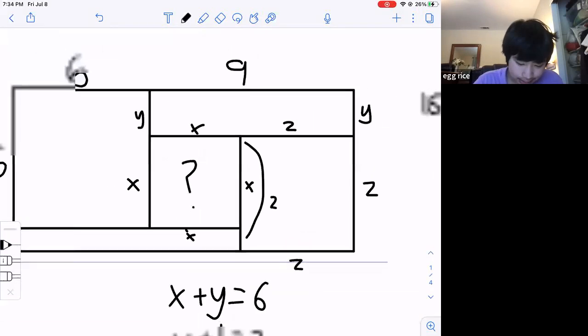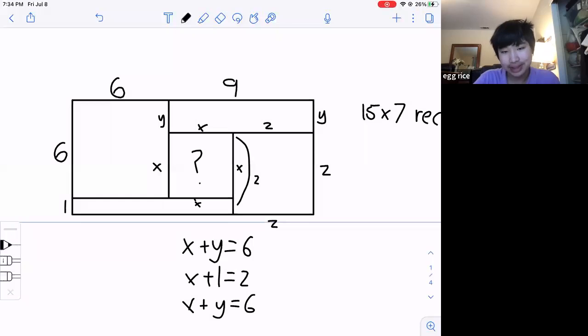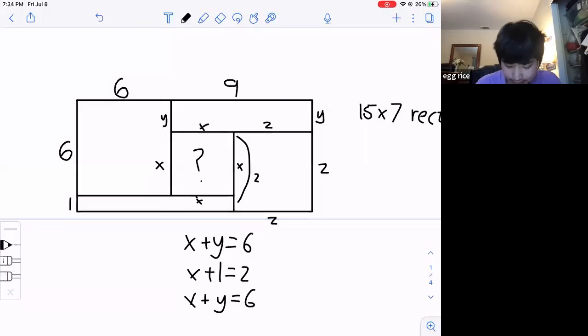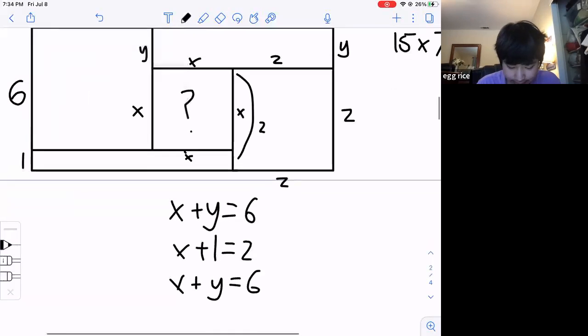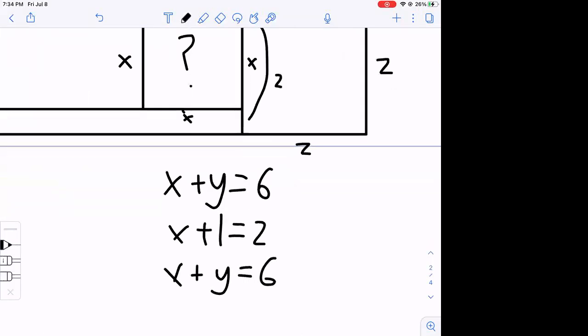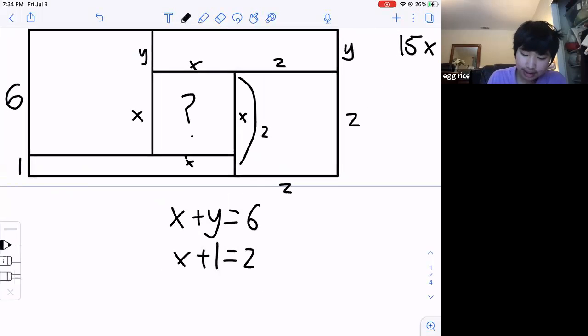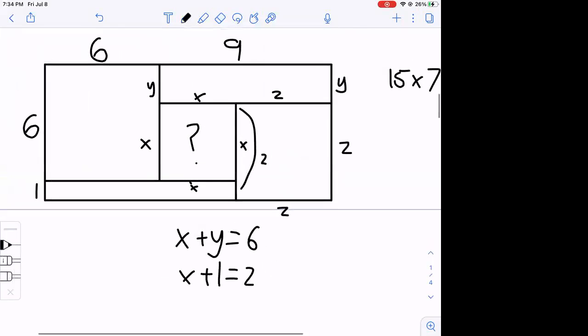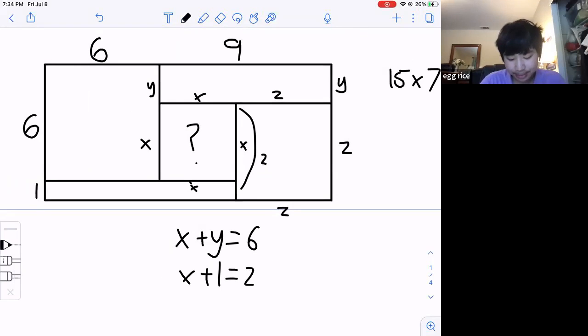But yeah, I'll put up a bunch of resources and all of these steps so that you can look at them later if you want. But now that we have all of these relationships, we can also figure out x plus z. What is x plus z?